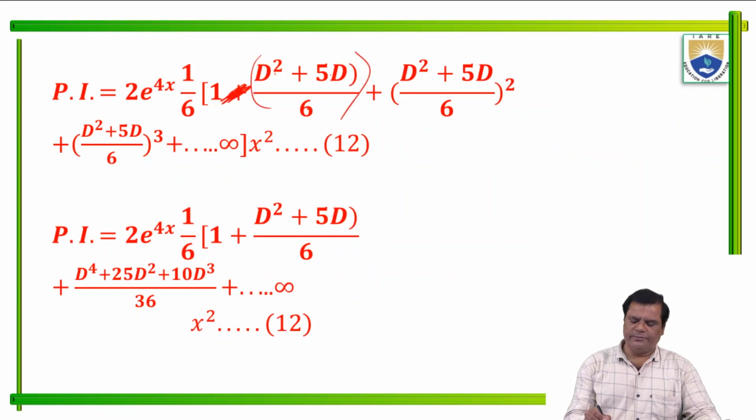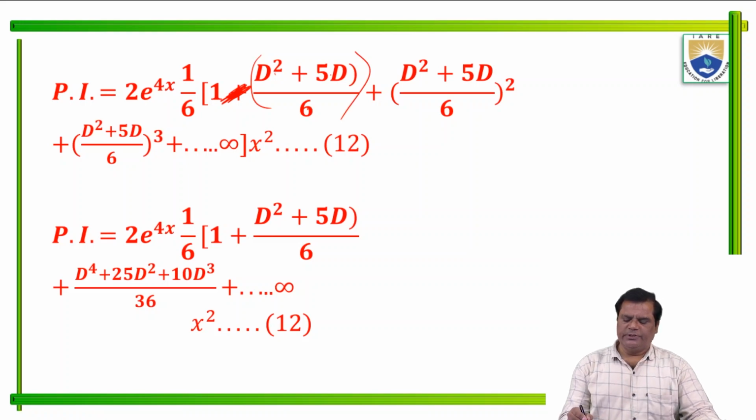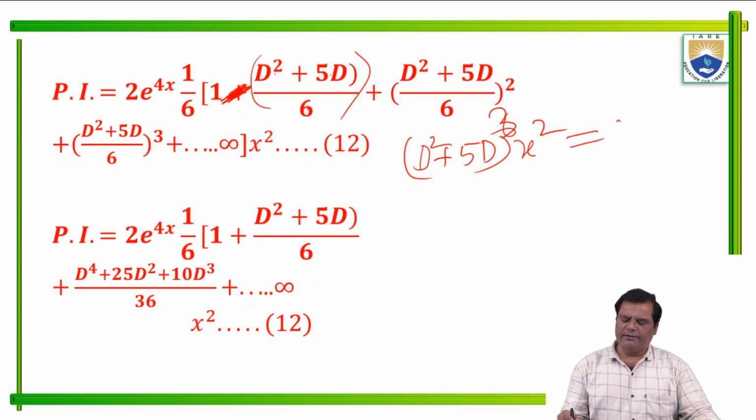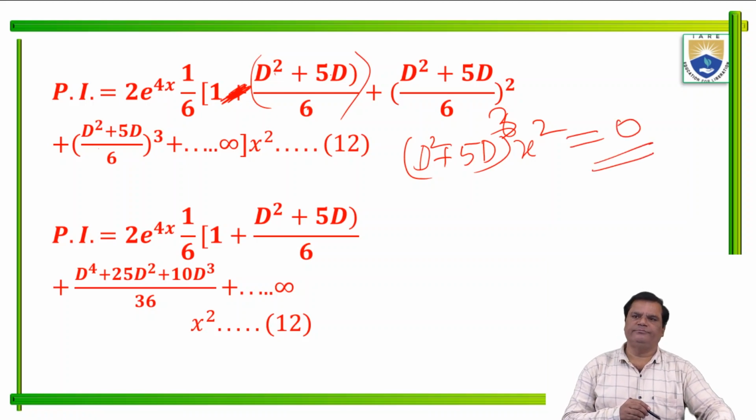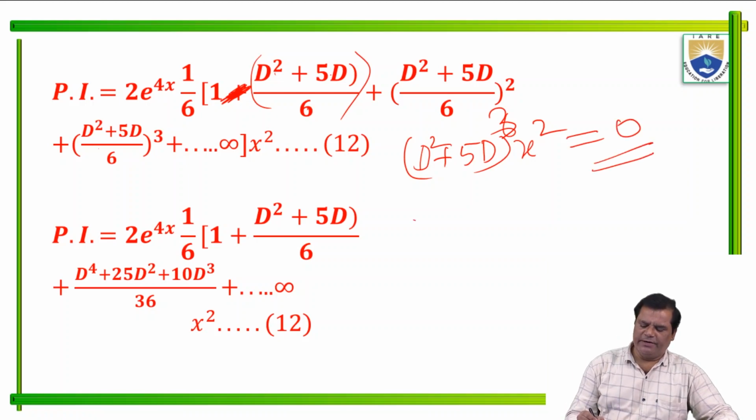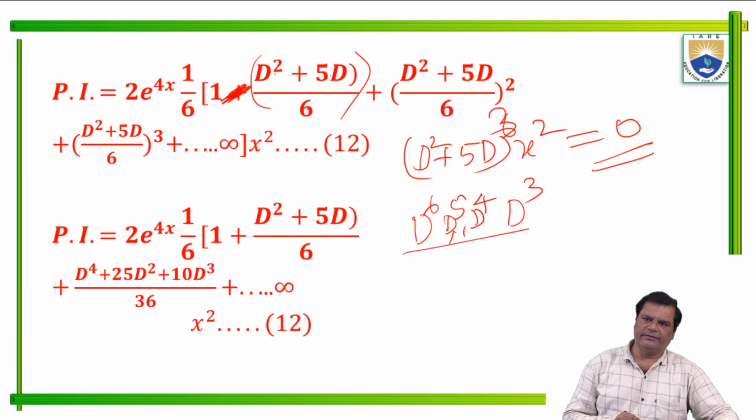Minus this one, and here is plus. And next is this cube: (D² + 5D) whole cube. Here there is x², so this term is always 0, because the maximum power is D⁶ and the minimum power is D³, and D⁵ and D⁴ - all these derivatives are there.